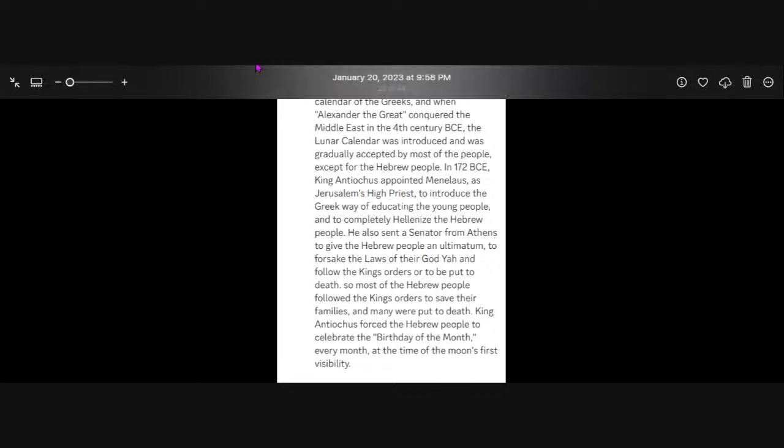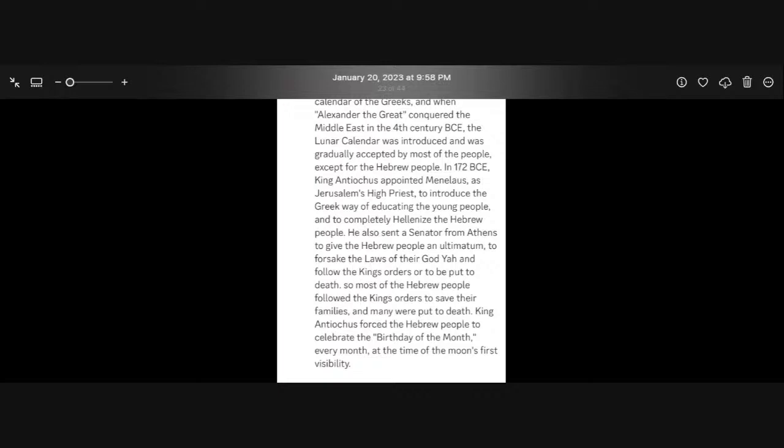Now, where did they get the moon from? The concept of the moon, where did it come from? It originated back in 400 BC. That's where it originated from. They did not view the moon to start anything prior to 400 BC. But King Alexander the Great conquered the Middle East in the 4th century BC. The lunar calendar was introduced, and the lunar calendar was introduced and gradually accepted by most of the people, except for the Hebrew people.